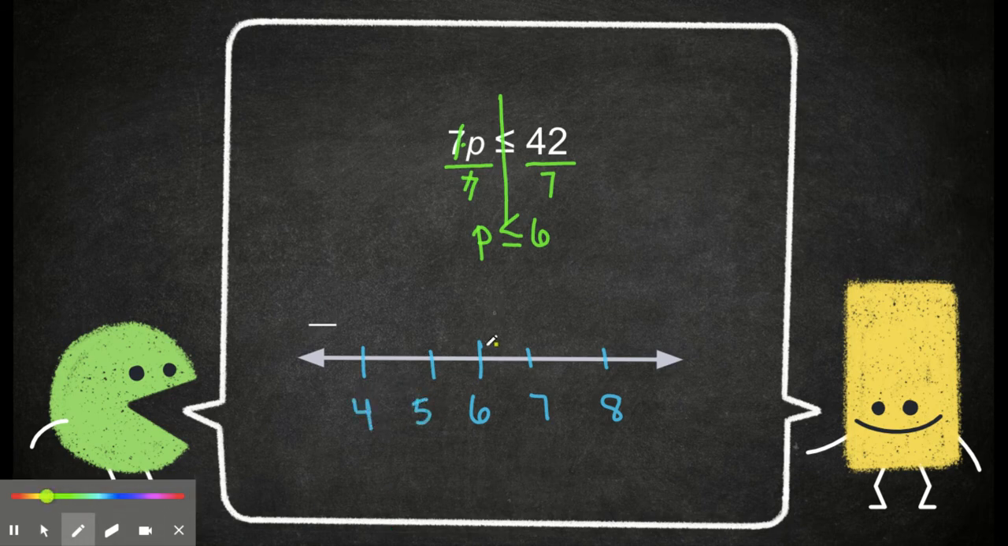Will our circle be opened or closed? Well, it will be closed because we have the equal to bar underneath our inequality. So 6 is going to have a closed circle. P is any number less than or equal to 6, so shading to the left is going to show every number less than or equal to 6.